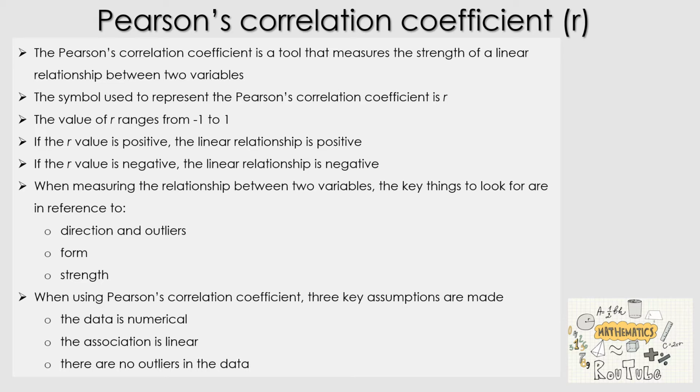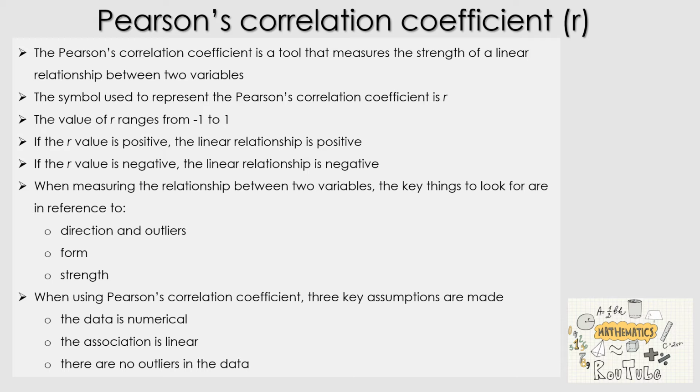Pretty straightforward there. So when measuring the relationship between two variables, the key things to look out for are in reference to direction and outliers, if there are any outliers in your data, form, and strength, which once again we'll unpack as we proceed through the video.